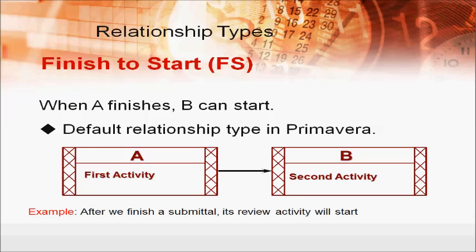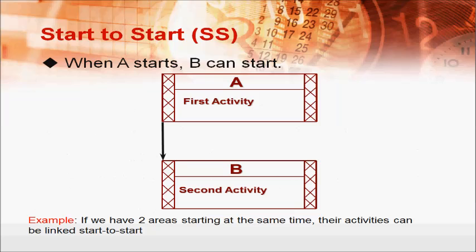A finish to start relationship demonstrates that when A finishes, B can start. This can be used to show that when a submittal finishes, the review activity can start. A start-to-start relation means that when A starts, B can start as well. This can be used to link activities under 2 areas to start at the same time.